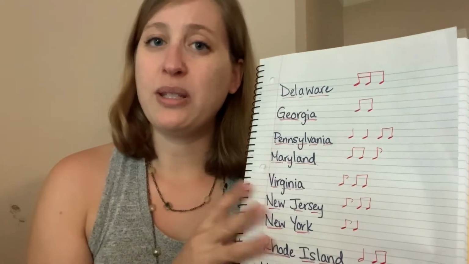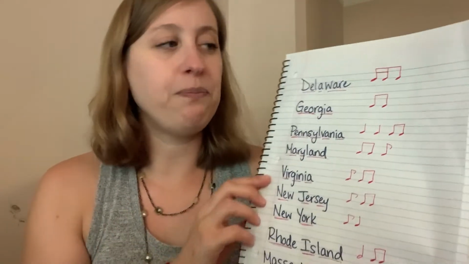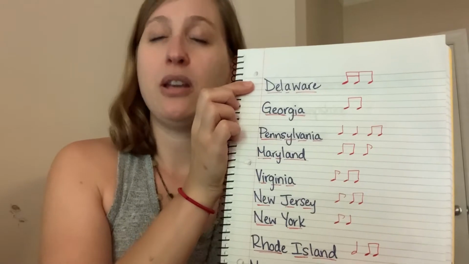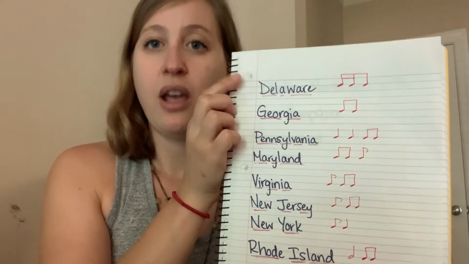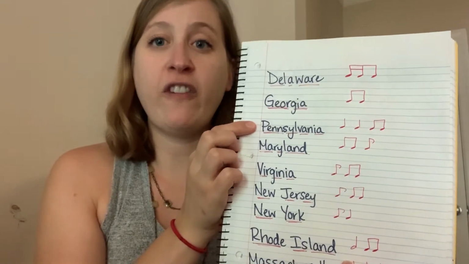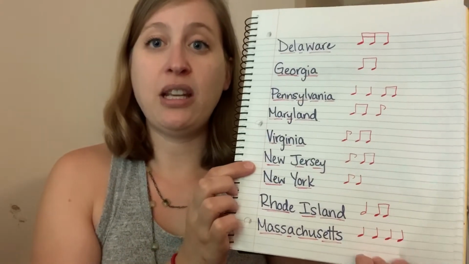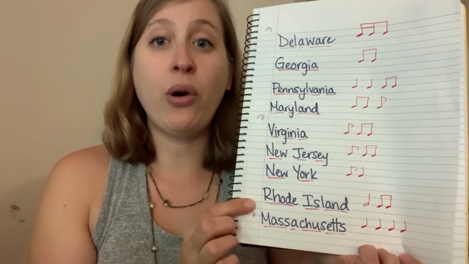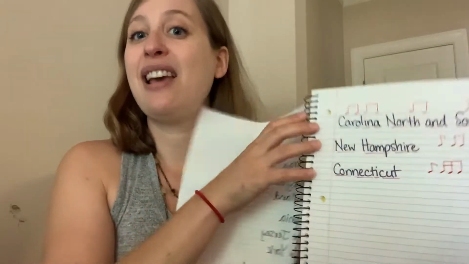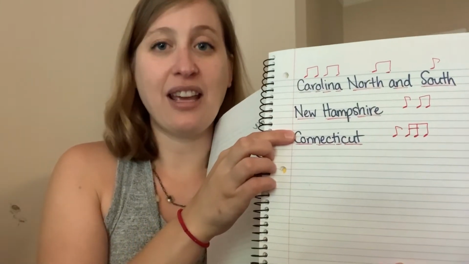I'm going to go through this one twice. The second time I'm going to put it down, I'm going to clap the rhythms while I say them. But the first time, you can see as I point. Ready? Here I go. Delaware, Georgia, Pennsylvania, Maryland, Virginia, New Jersey, New York, Rhode Island, Massachusetts, Carolina, North and South, New Hampshire, Connecticut.